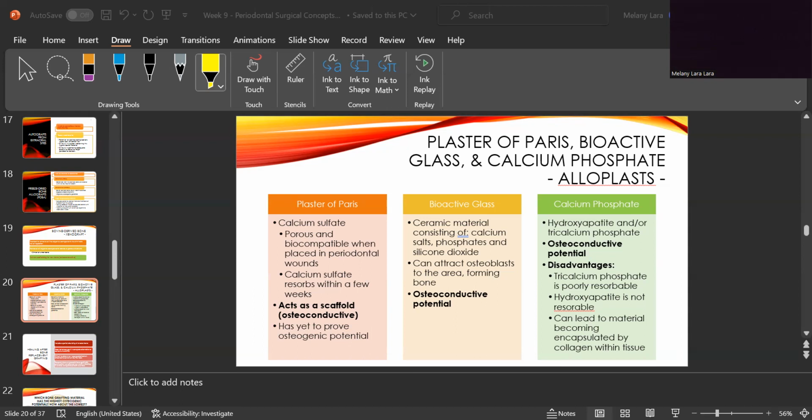Lastly, we have calcium phosphate here, and this one's basically a hydroxyapatite or a tricalcium phosphate. So again, osteoconductive potential.